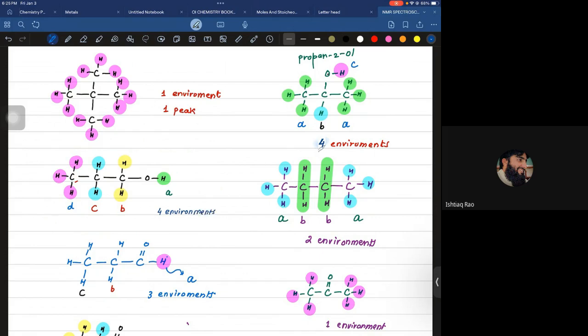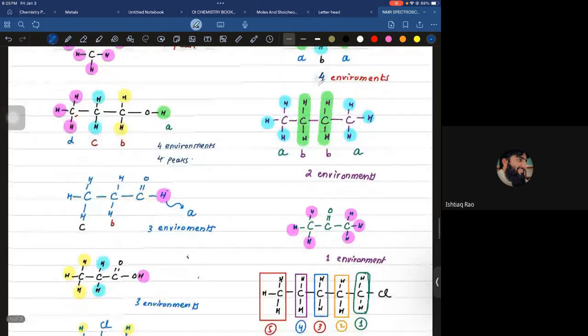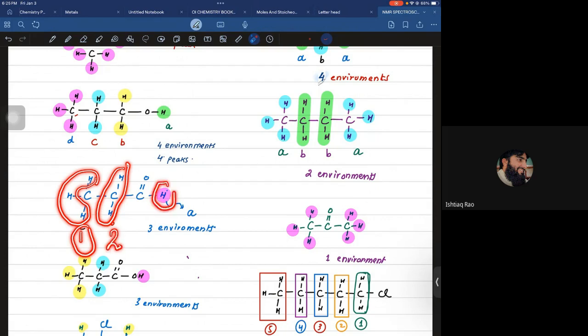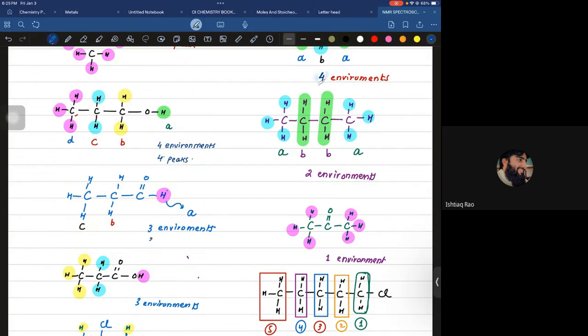So how many peaks? Four peaks. Okay. And then now you can see, these three hydrogens are the same. It would give you the one environment, and these two hydrogens are the same, the second environment. The third hydrogen is different, it's the third environment. So you will see only three peaks. So three environments, so three peaks.